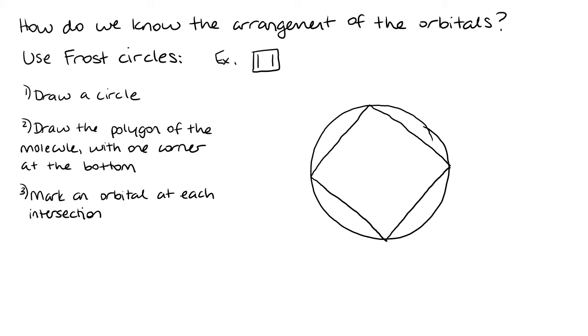Next, I'm going to mark an orbital at each intersection. I'll go ahead and mark my orbitals in red. So the intersection is where the circle and the polygon interact. So we have 4 intersections here, which makes sense since we're starting with 4 pi electrons and we're going to get 4 molecular orbitals.